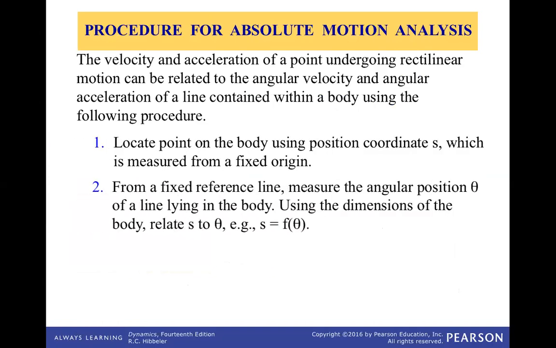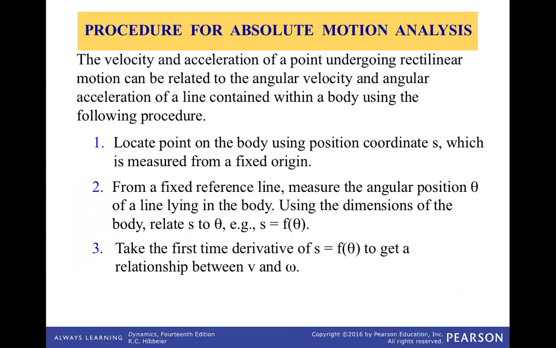Here are the procedures on how to use this method. First, you want to locate a point on the body using the position coordinate s, and that's referred to a fixed origin or fixed point. So you are measuring this from a fixed origin. Second, you find a fixed reference line where you can set up the variable angular position theta with respect to that reference, so then you can relate the position coordinate to the angular position.